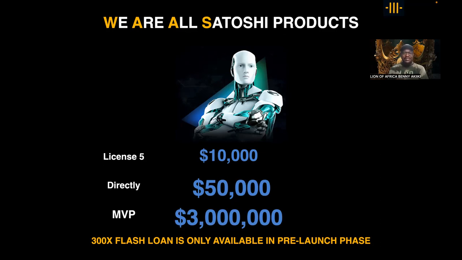So right now, this is how you connect to becoming part of us. Buy any of the licenses and you have a 300x in this period. After this period, the 300x is gone. We have about 20 days to go. And those are few, guys. Before you know it, they're done.